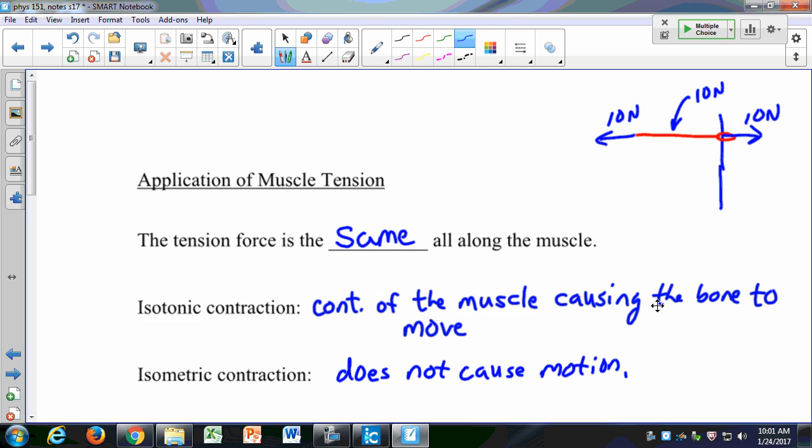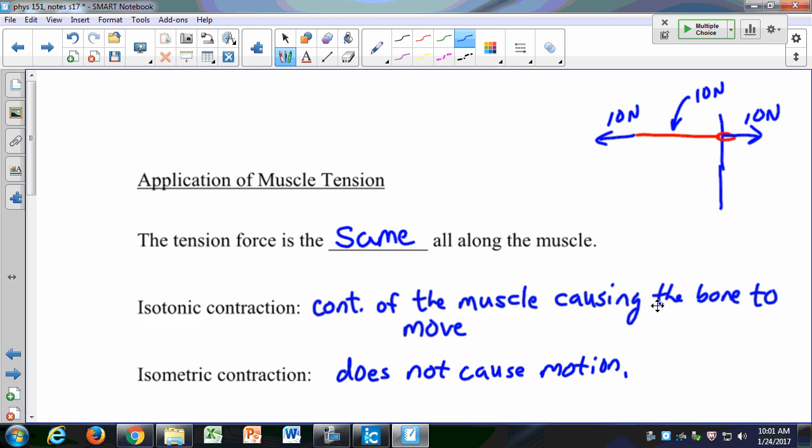All right. Look at this. Which one is this? My muscles, they're all contracted right now because I'm holding this chair. Is it isotonic or isometric? Is it moving? It's not moving, right? So that's isometric, but it doesn't cause motion. But I can have my muscles tensed, right? They can be contracted, but not causing motion.